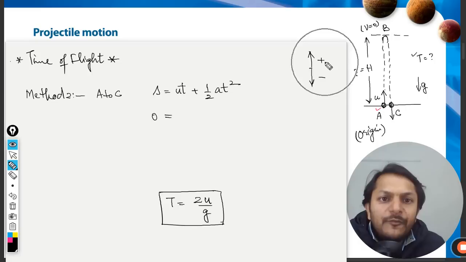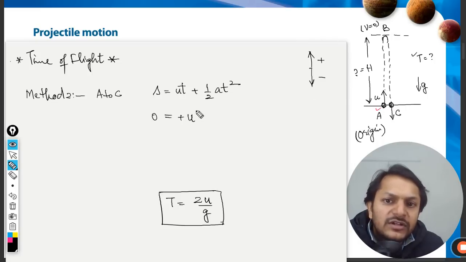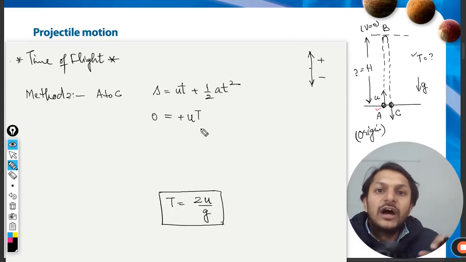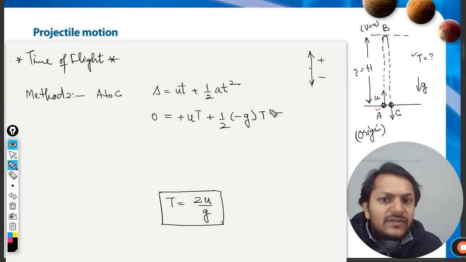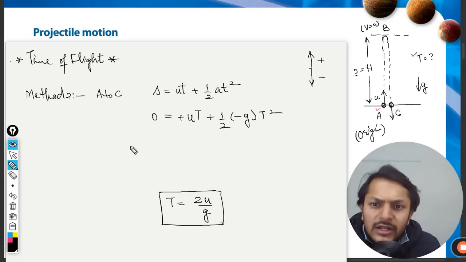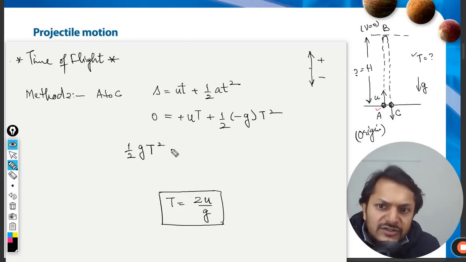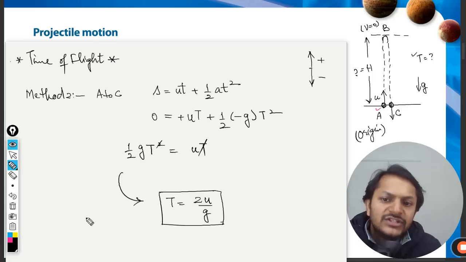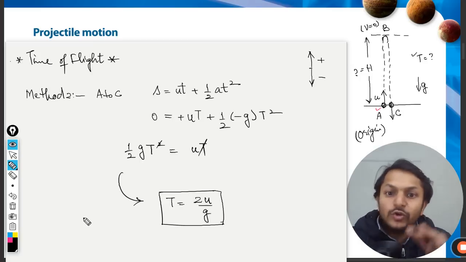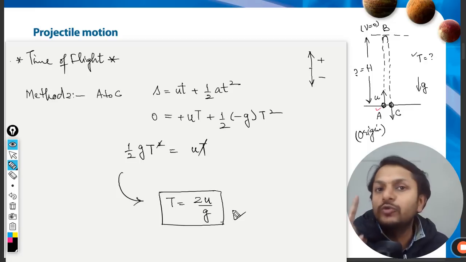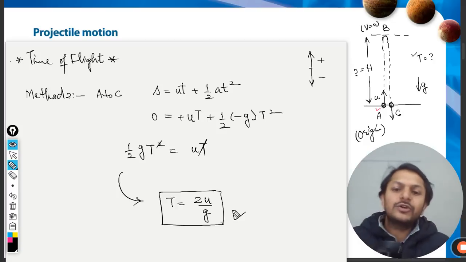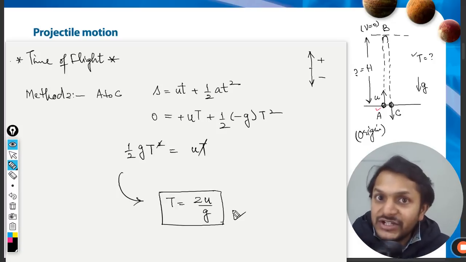What is U? Now upward direction is positive, so U is taken positive, and this is capital T now. Why? Because now I'm referring to the total journey, plus half. Acceleration will be negative. This is T square. Accordingly, we can cancel one T here. We can take common, or you can say half G T square goes to the other side. This T and T get cancelled out, and by using simple principles of algebra, 2 goes to the numerator, g goes to the denominator. So the time period is directly coming out to be 2u by g. So this is the other method, and the time period becomes 2u by g.